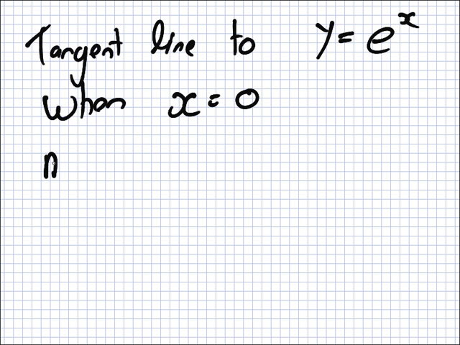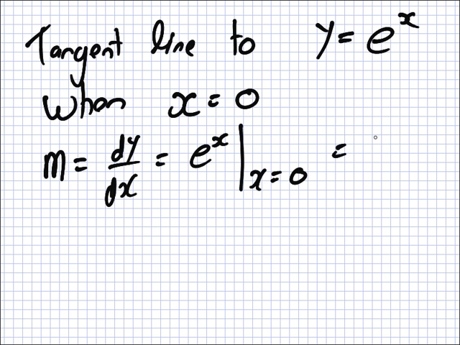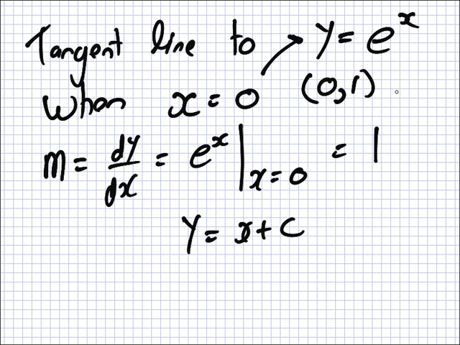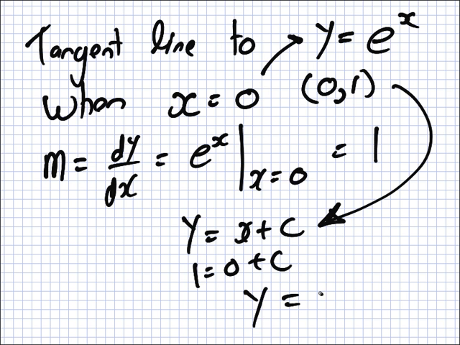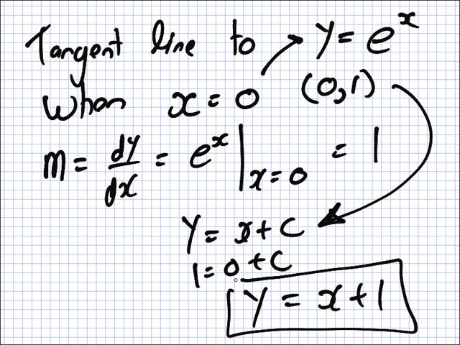So, the m is what? dy/dx. And what's dy/dx here? e^x still. And what's the x? 0. So this is 1. So this is y equals 1x plus c. And what's the point here? x is 0 and y is 1. So if I sub that in, I'll get 1 equals 0 plus c. So c is 1. So you finish off by saying y equals 1x plus 1. Okay, so that's the answer. As quick and as simple as that.